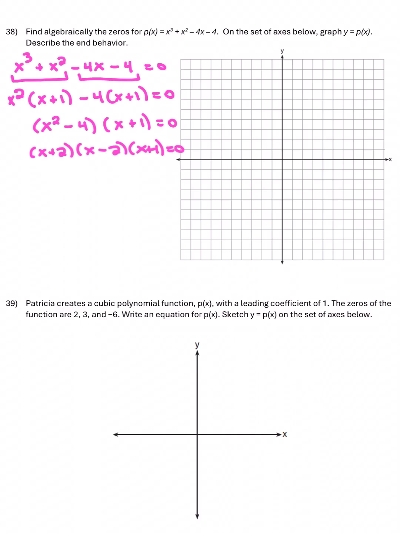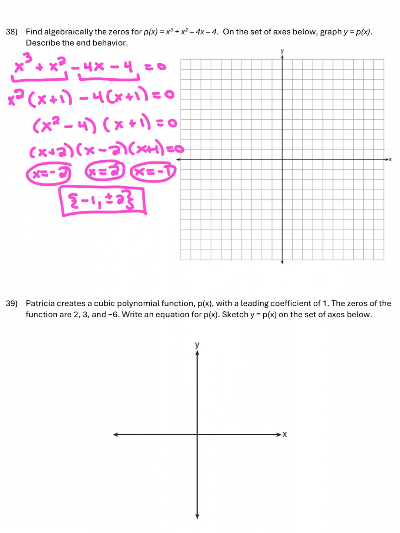So when we set each of these factors equal to 0 and solve, we wind up with 3 solutions: x equals negative 2, positive 2, and negative 1. I also put them in curly brackets here, so if you prefer to do that, you could put your answer like that. It's totally up to you. We have a third degree function, which means we could have a maximum of 3 zeros, and we wound up with 3 zeros.